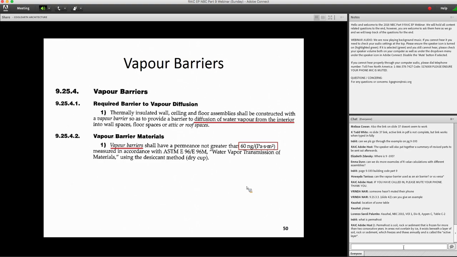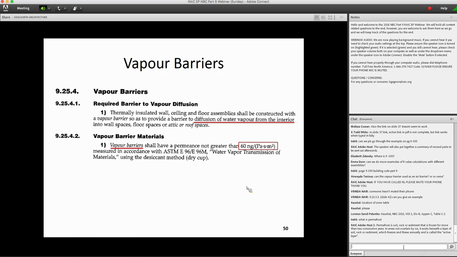So let's jump to vapor barriers. Require vapor barrier to vapor diffusion. Thermally insulated walls, ceilings, and floor assemblies shall be constructed with a vapor barrier so as to provide a barrier to diffusion of water vapor from the interior into wall spaces, floor spaces, or attic or roof spaces. So this is different from air leakage, and I already pointed that out. We have to provide components in the assembly that provide a vapor barrier.